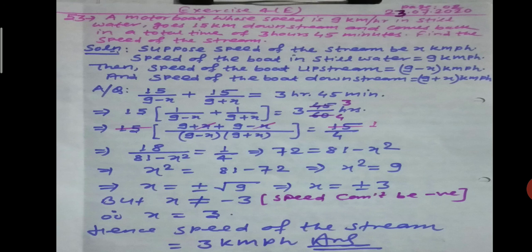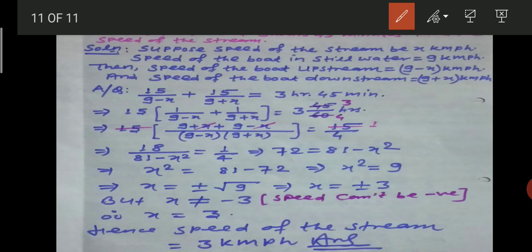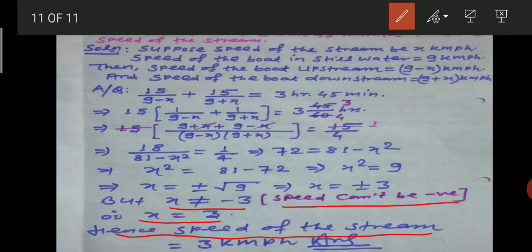Therefore x will be equal to 3, and hence the speed of the stream will be equal to 3 km per hour. This is your final answer. Okay.